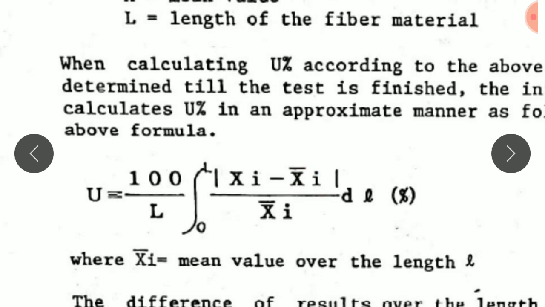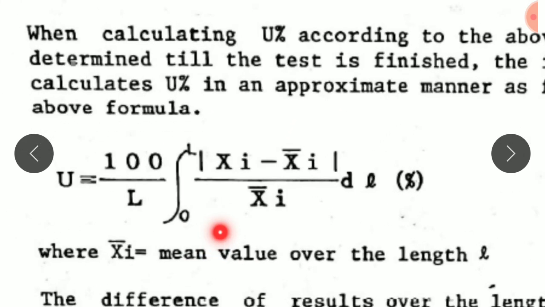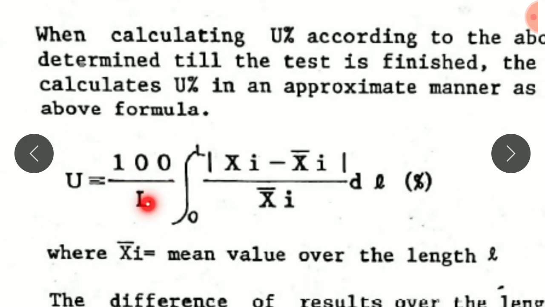Slowly, as yarn advances, the mean of more length is being determined, meaning after every few seconds the value of xi bar, this is not X bar, xi bar, is being determined. So while computing it, it is taking deviations from the instantaneous value of the mean and then integrating, meaning just summing up all the values, and then expresses it as a percentage of the total length that it has been tested.